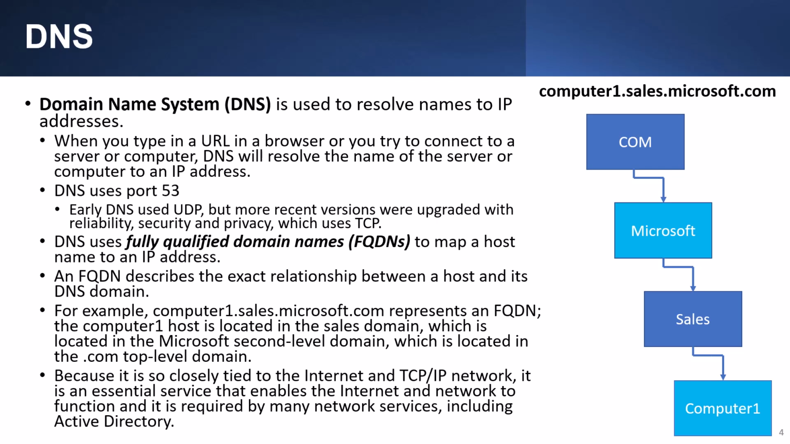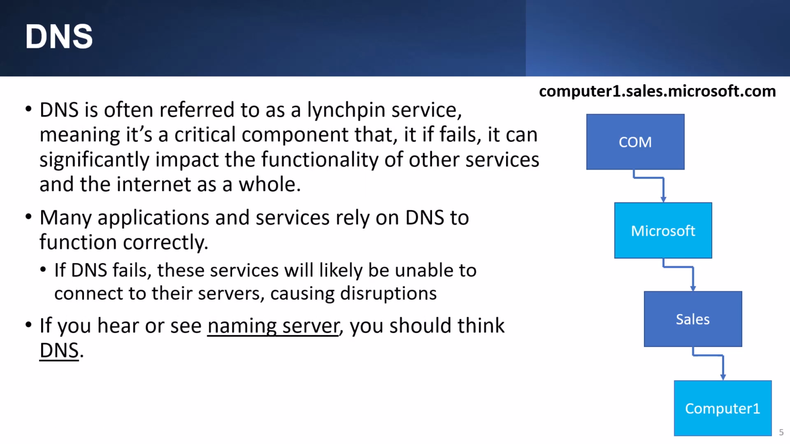Because it's so closely tied to the Internet and TCP/IP network, it's an essential service that enables the Internet and network to function, and it is required by many network services, including Active Directory. DNS is often referred to as a linchpin service, meaning it's a critical component that, if it fails, can significantly impact the functionality of other services and the Internet as a whole. Many application services rely on DNS to function correctly. If DNS fails, these services will likely be unable to connect to their servers, causing disruption. If you hear or see naming server, you should think DNS.